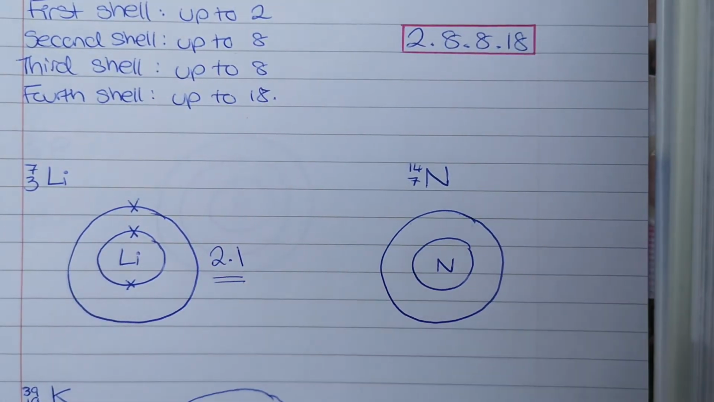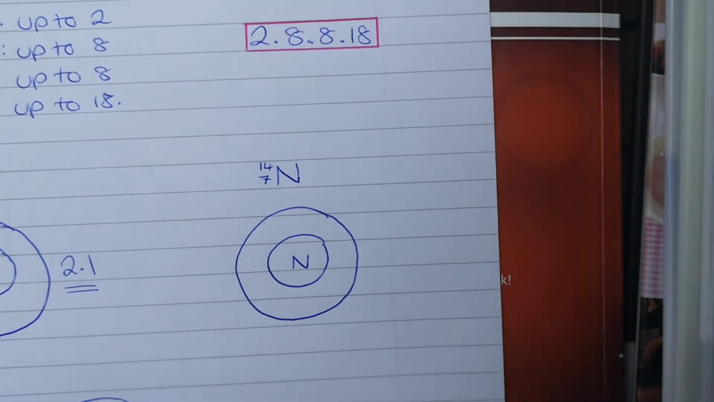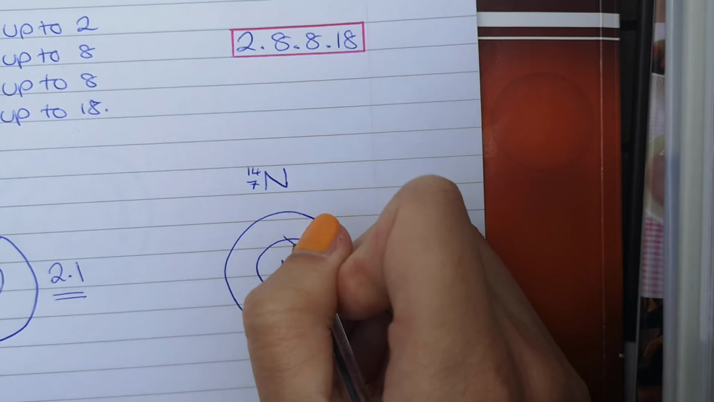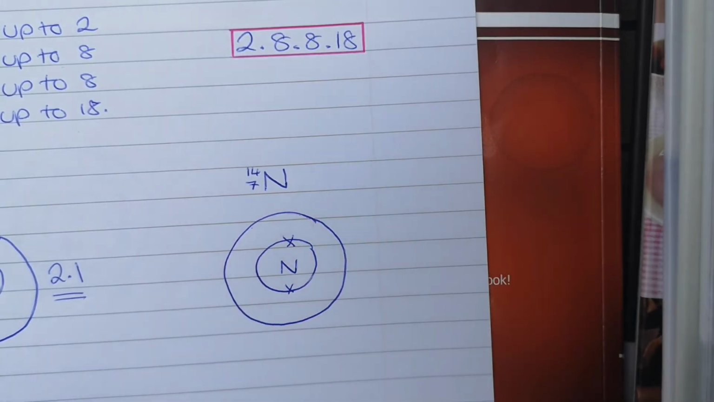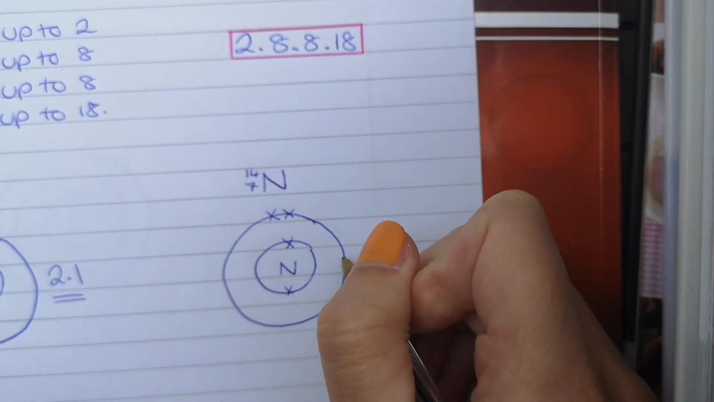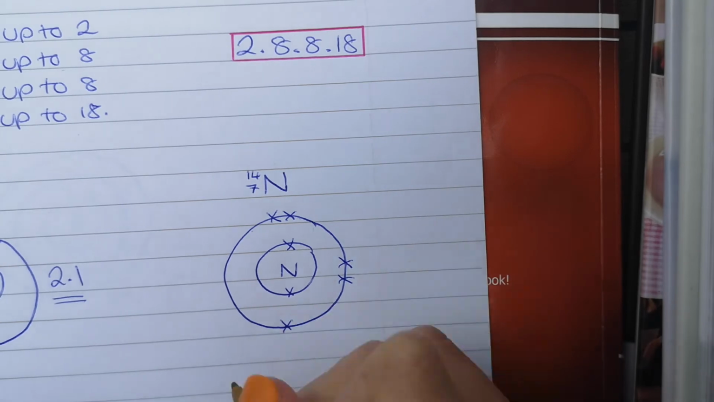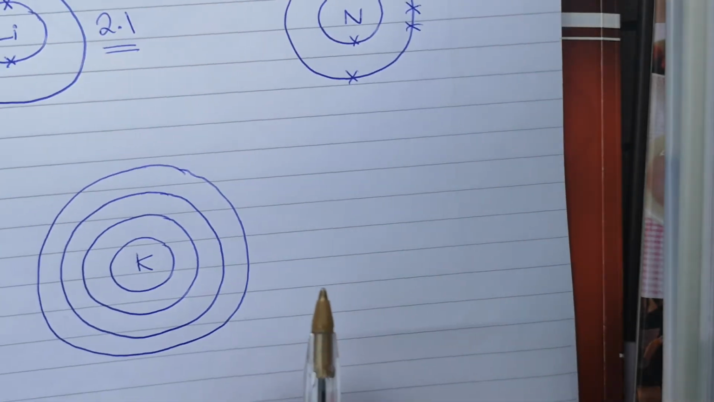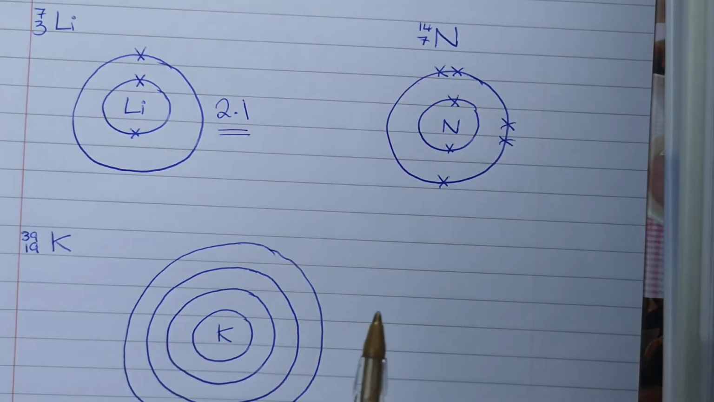Okay. The next one we're going to do is nitrogen. So you can see we've got 7 electrons there because the atomic number is 7. So still only 2 fit on the inside shell. And then we've got 5 left over, so they need to go in the outside shell. 2, 3, 4, 5. Okay, and you'll see they're often drawn in pairs, and we'll come to that in another video.